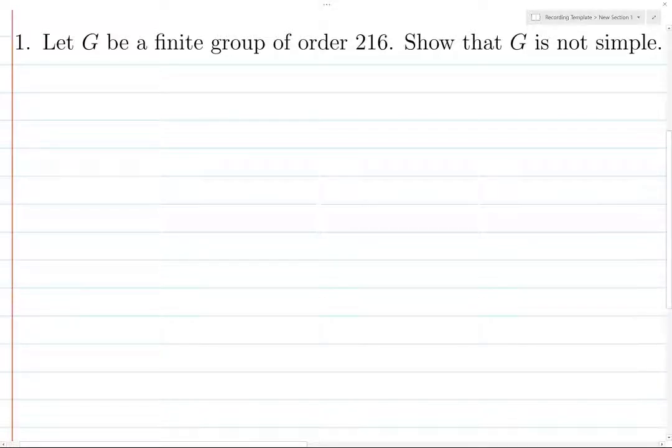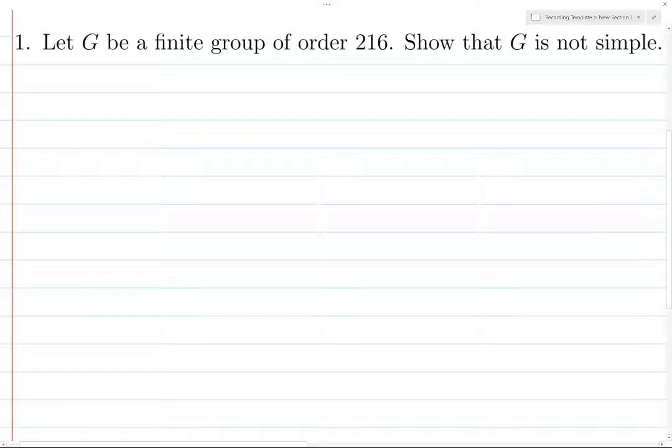Alright, here's a standard Sylow theorem exercise. So, just any group of order 216, I'm going to show that's not simple. The reason you should think to use the Sylow theorems is that we know that all the Sylow subgroups in a group are conjugate, and so we can use that to help us identify potential normal subgroups.